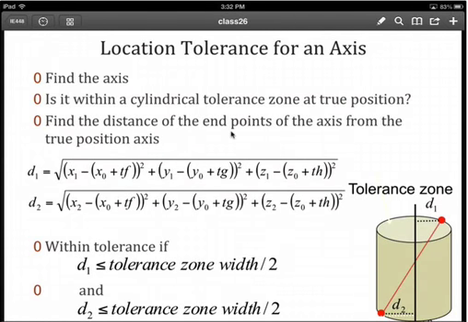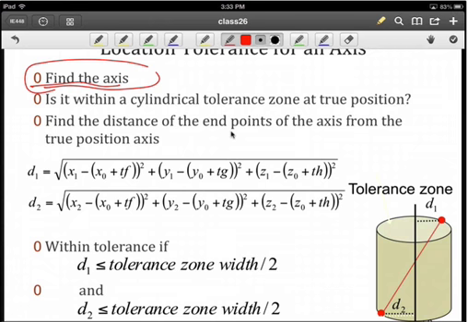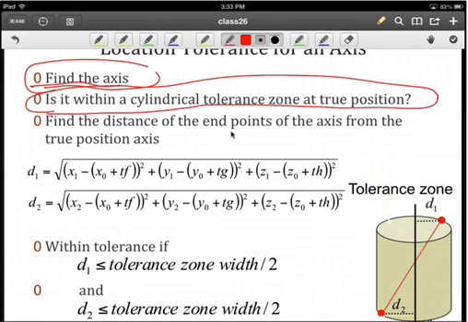What if we were trying to determine whether the location of the feature is within the tolerance zone? Well, the same type of principles will apply. First of all, we find the axis. Again, we don't consider the datums here. And then we want to know, is it within the cylindrical tolerance zone at true position? So now we have to find the distance from true position to the axis. So this is where our datum reference comes into play, and it did not come into play with the parallelism.